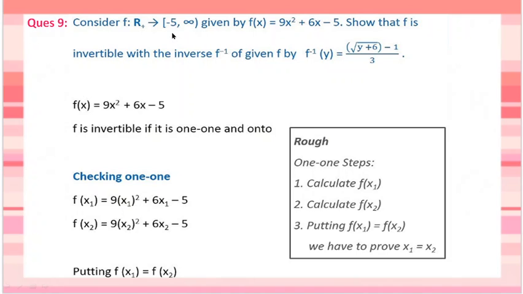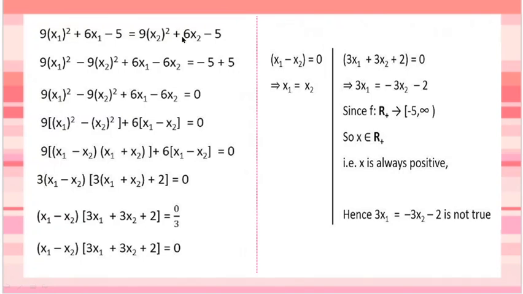Question number 9 is also the same. Here also the function is defined from R plus to minus 5 to infinity, and the function is this. Again we have to show the function is invertible, and the inverse is this. Now f is invertible if it is 1-1 and onto. First of all let's check 1-1: f(x1), f(x2), equate them. Minus 5 plus 5 cancel, and here 9 common. After simplifying, here we will get this thing.